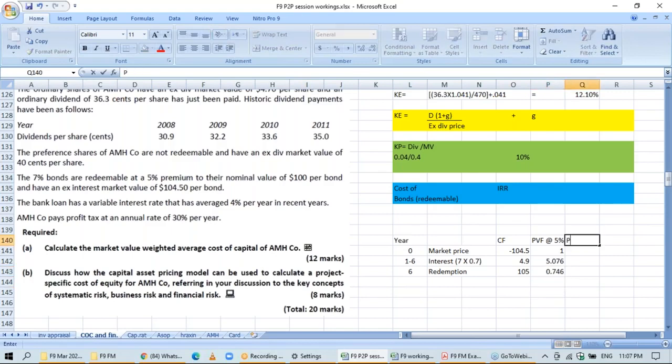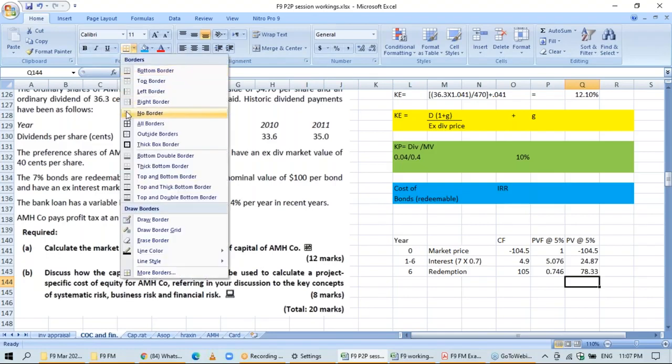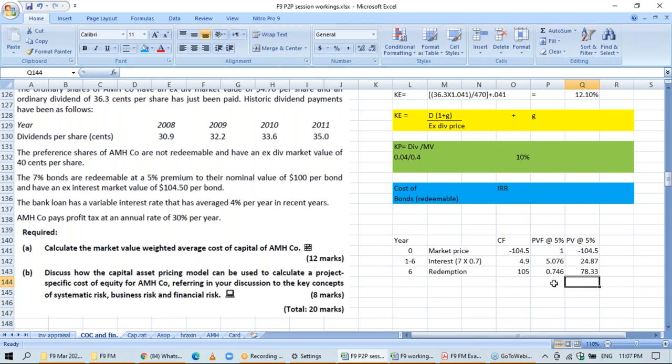So this gives you the present value at 5%. The present value at 5% will be cash flow multiplied by present value fraction. These will be the present values, and you get the NPV now. The sum of the column is the net present value. The net present value is minus 1.3.